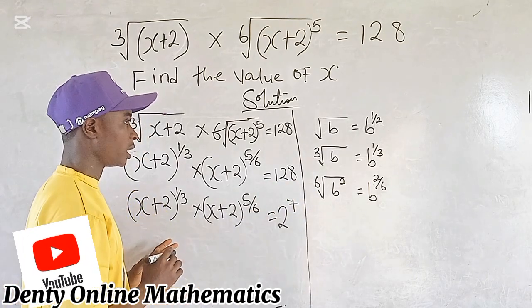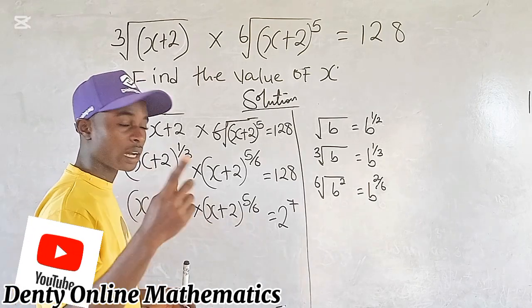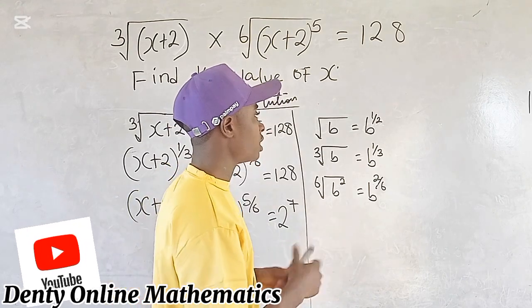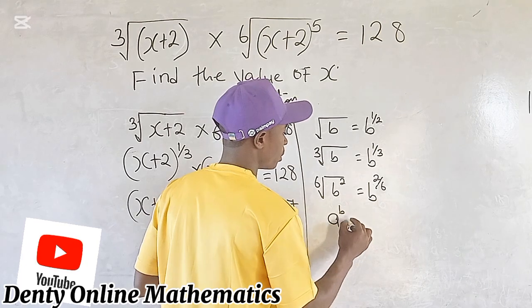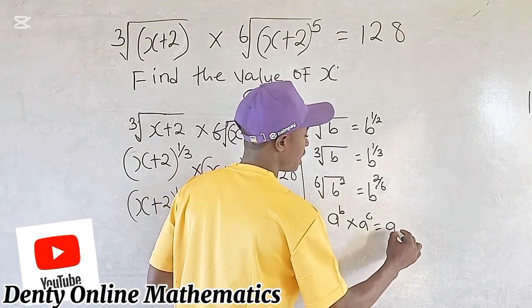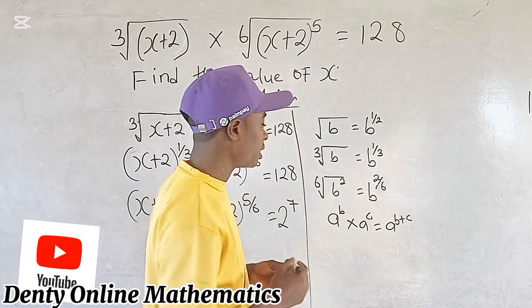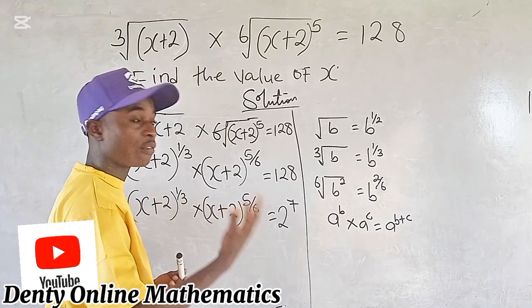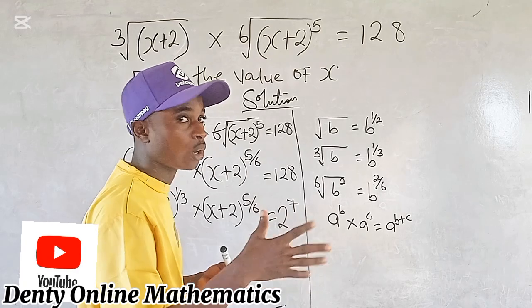Now let's observe something again. We have x plus 2, we have x plus 2. That means we have the same base, or bases that are alike. By the rule of indices, we know that if we have a raised to the power of b multiplied by a raised to the power of c, this is the same thing as a raised to the power of b plus c. This means that if you have the same base, you are free to pick one of the bases and add the exponents, or the powers.